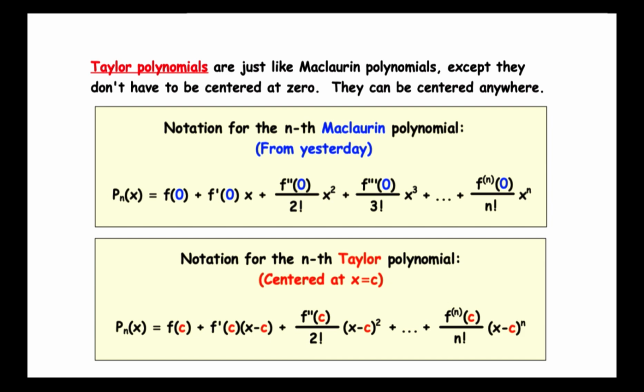For day number 2, we're going to be looking at Taylor polynomials. Now, we've already been doing Taylor polynomials, but we've just been doing a special type called Maclaurin polynomials. The only difference here is that Taylor polynomials can be centered anywhere that we want. We call the centering point x equals c. For the Maclaurin polynomials from yesterday, the c had to be a 0. That's the only difference.